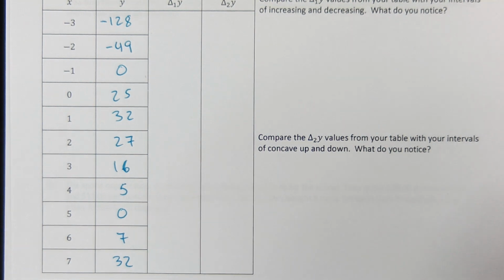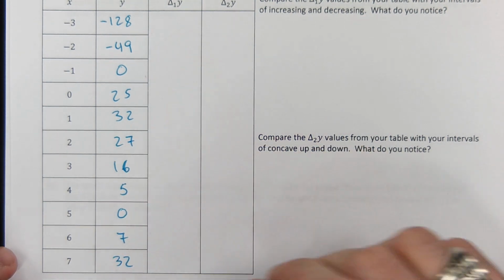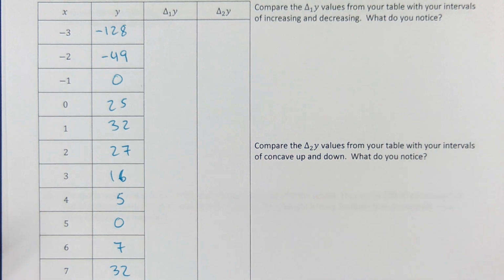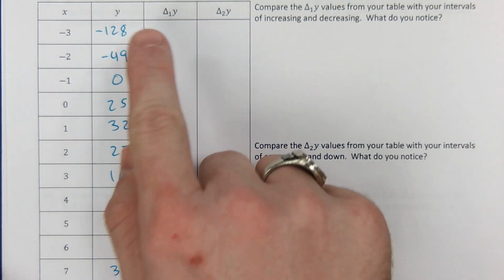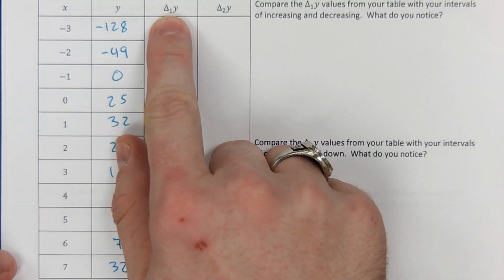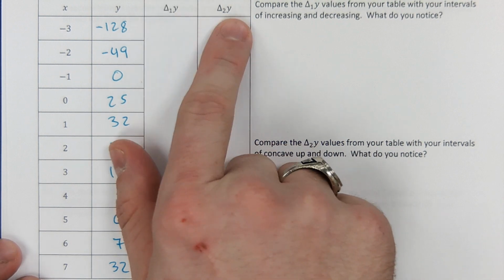Now, something I didn't teach second period, and that was because I decided I didn't want to, but actually, let's do this by hand, and then I'll show you the calculator trick. All right? So we are going to figure out what our first differences are, and that's what this is. This delta 1y, that's first differences. Delta 2y is second differences.